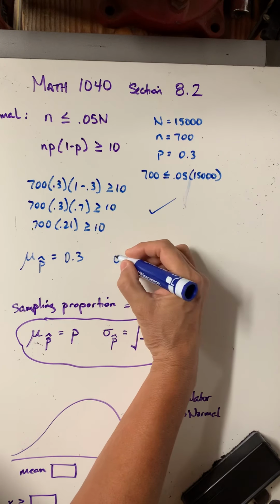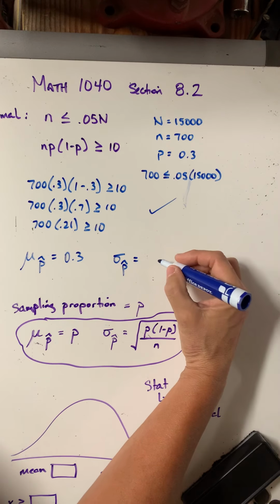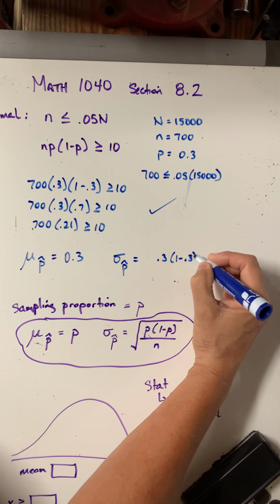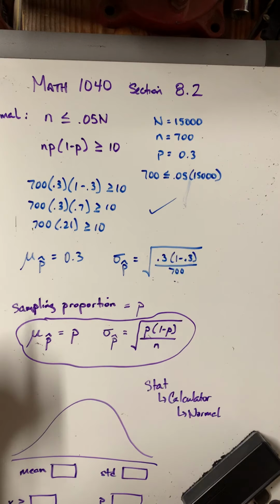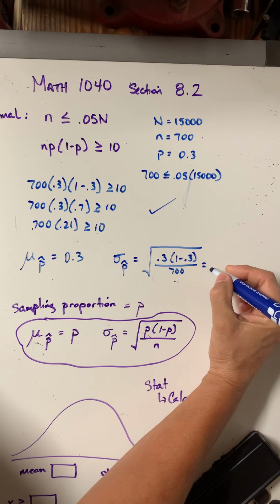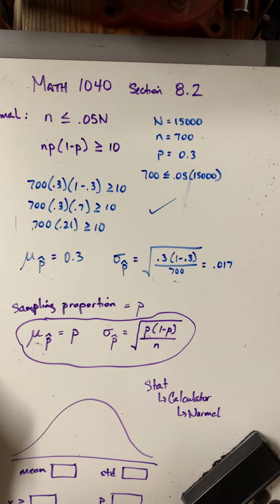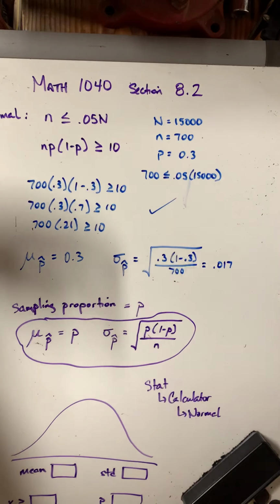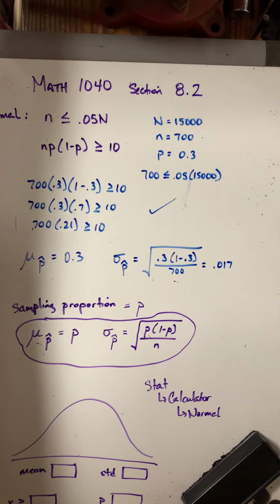How about this one? How about the standard deviation of the sampling proportion? Well, it's going to be 0.3 times 1 minus 0.3 all over 700, and that whole thing gets square rooted. When you crunch that down in your calculator, you should get 0.017. Okay, so that's all that you have to do on question 4. And question 5 is the same type of thing. So questions 4 and 5 haven't yet gotten you to your normal calculator.